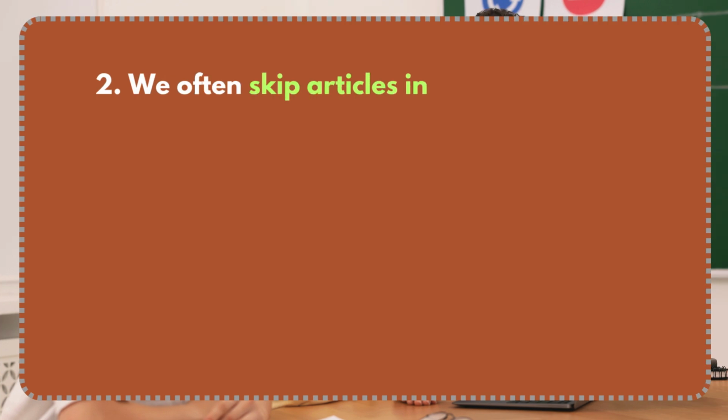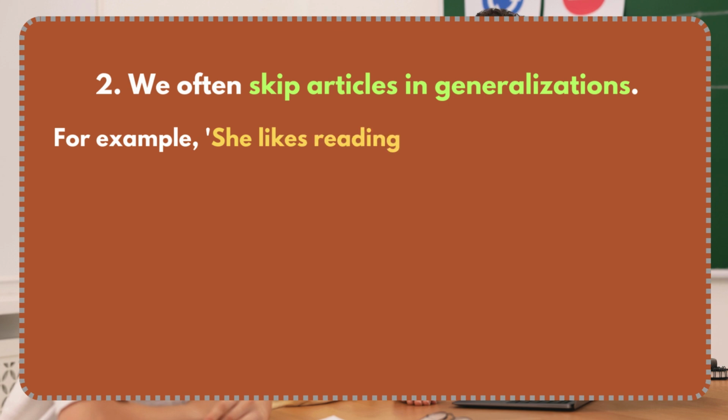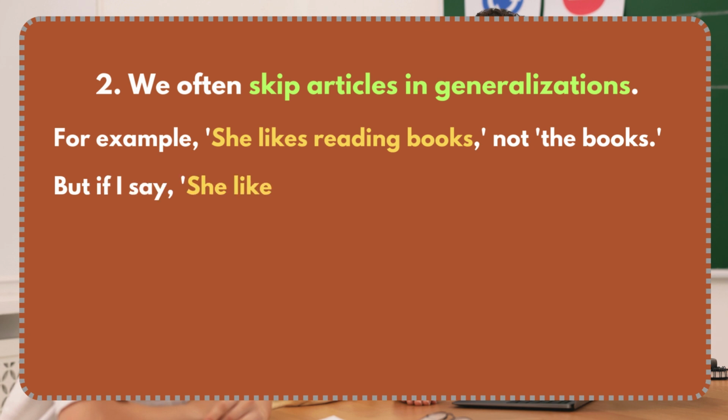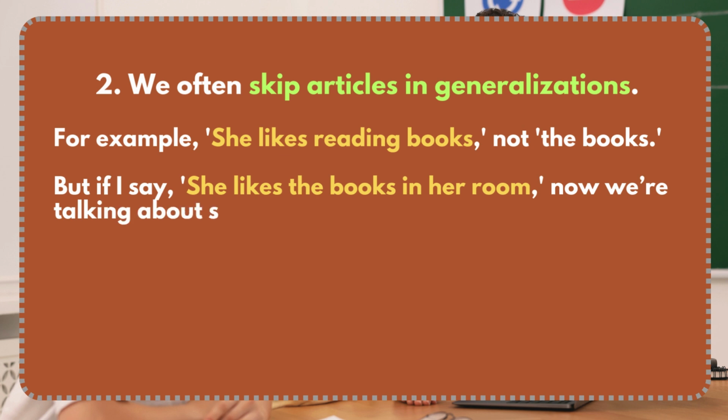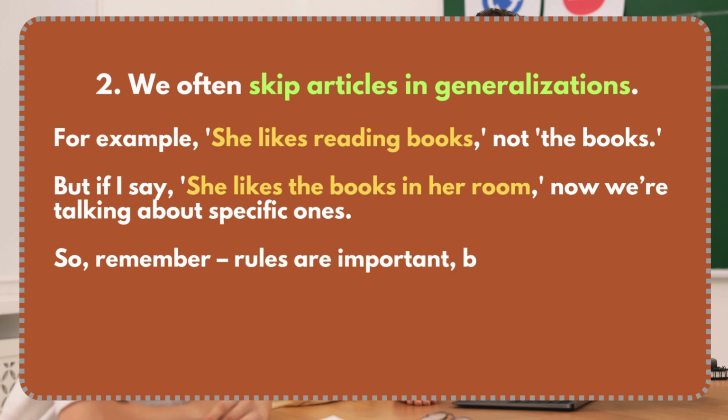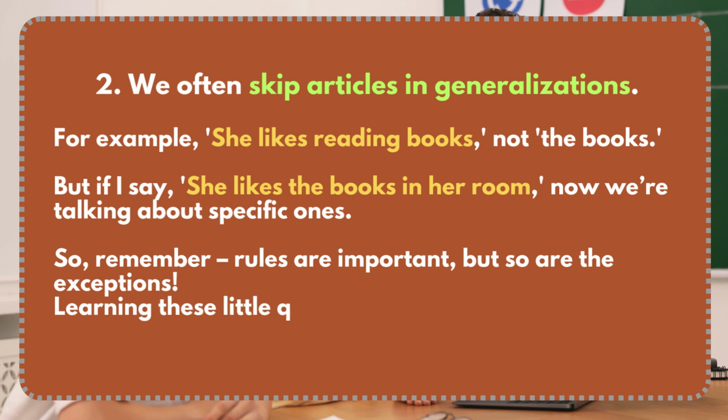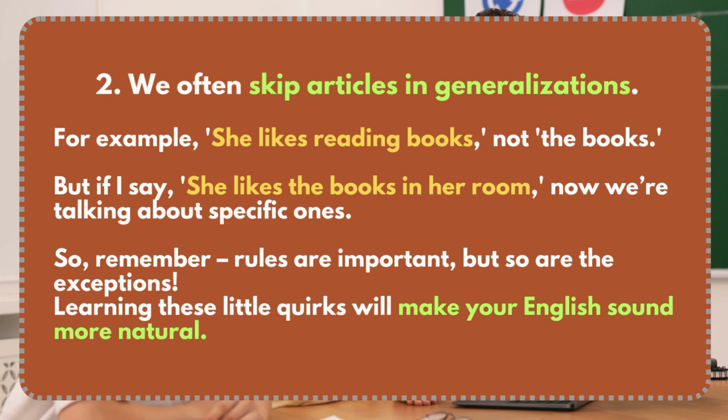And here it is, the second tip. We often skip articles in generalizations. For example, she likes reading books, not the books. But if I say she likes the books in her room, now we are talking about specific ones. So remember, rules are important, but so are the exceptions. Learning these little quirks will make your English sound more natural.